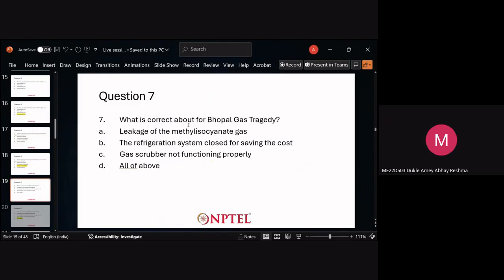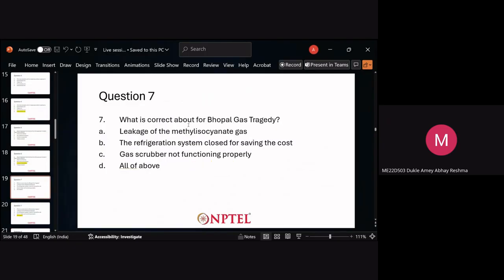So moving to the next question, what is correct about the Bhopal gas tragedy? Was it the leakage of methyl isocyanate gas, refrigeration system closed for saving the cost, gas scrubber not functioning properly, or all of the above?